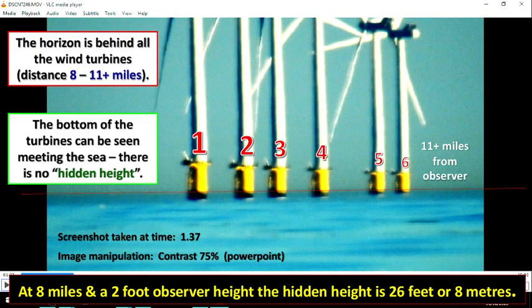The horizon is behind all the wind turbines, distance 8 to 11 plus miles. The bottom of the turbines can be seen here meeting the sea. There is no hidden height. A screenshot taken at time 1:37, image manipulation contrast 75%. At 8 miles and a 2-foot observer height, the hidden height is 26 feet or 8 meters.